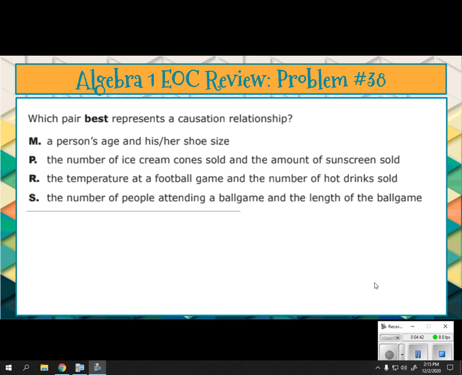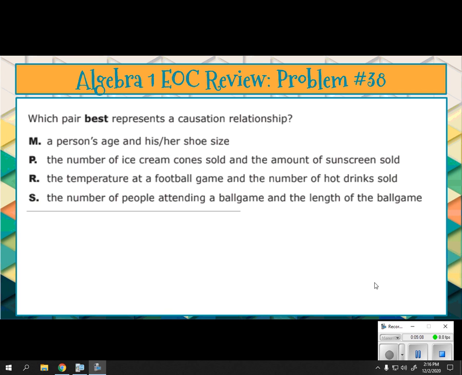Which takes us back to R, the temperature at a football game and the number of hot drinks sold. So this is different than P because we actually have temperature involved, and if the temperature is cold, then you're probably going to sell a lot of hot drinks. If the temperature is warmer, then you're probably not going to sell as many drinks, and so temperature is going to have an effect on the number of hot drinks sold.